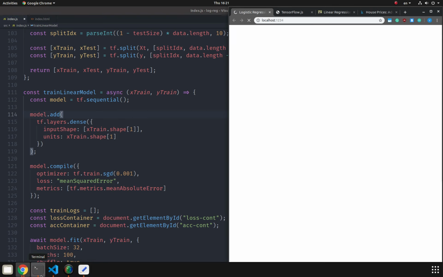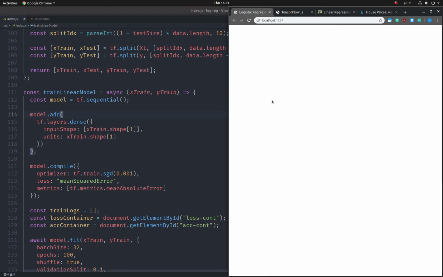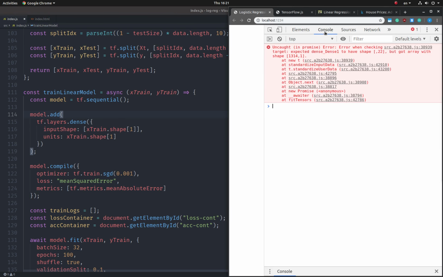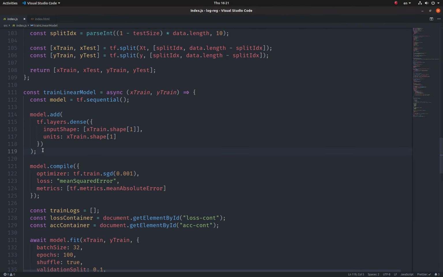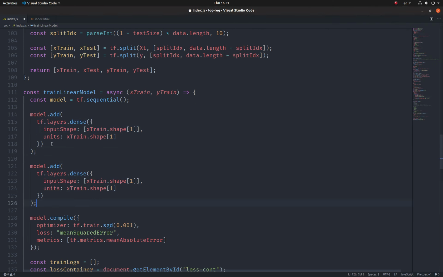Okay, so I recompile and run the example. Let's see how we're doing. And you might guess that we are having an error, and the error suggests that we don't have the correct shape. Recall that we need output that is having only one unit.